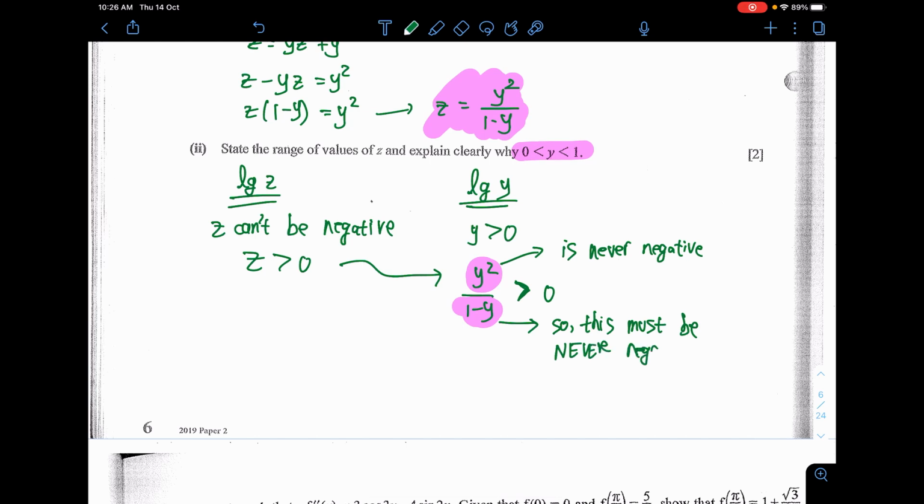Why must it be never negative as well? Okay, let's just say always positive. Why is that so? Because the numerator is positive, the denominator is also positive. Positive divided by positive is greater than 0. That's the only way you can get greater than 0. I mean, imagine that the denominator is negative, and you get positive divided by negative. That is negative. You know that. So, the second requirement is that 1 minus y must also be greater than 0. So, to speak, 1 is greater than y, or y is actually lesser than 1.